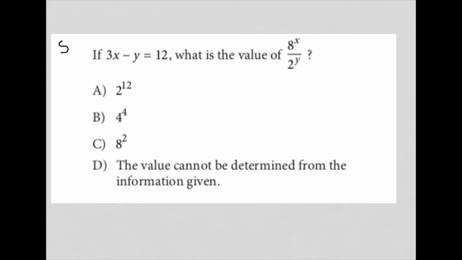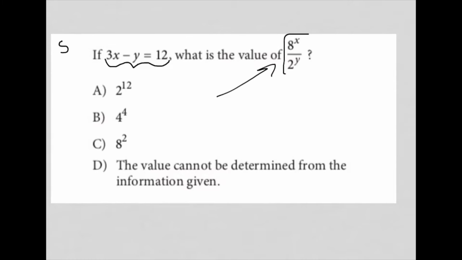So if 3x minus y equals 12, what is the value of 8 to the x over 2 to the y? So what can I simplify here? 3x minus y equals 12. I can't really simplify that. I could isolate y or I could isolate x if I wanted, but I don't know whether I should do that or not. And also, looking at the answer choices, everything is a term to an exponent, which really points my attention here.